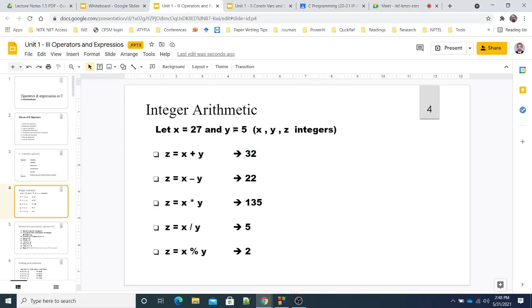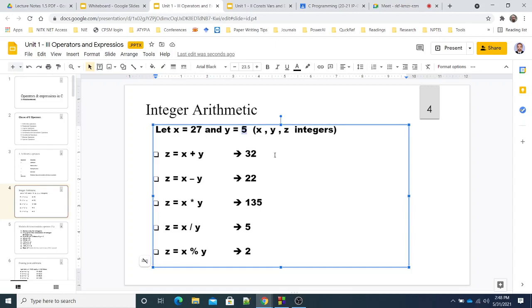When you divide 27 with 5, what is the remainder? We are doing integer division. We already got the quotient as 5. So if the quotient is 5, we have the remainder as 2. So this remainder operator gives the remainder if x is divided by y.